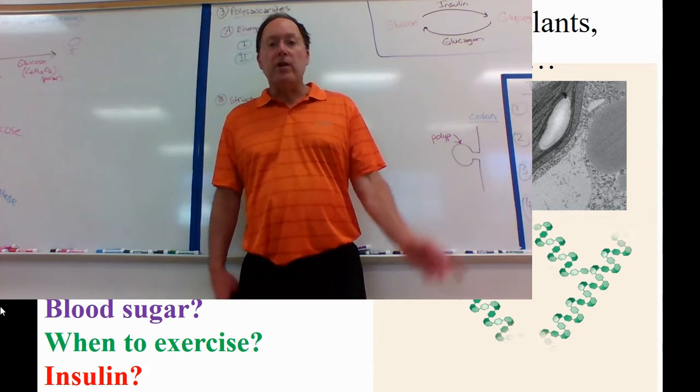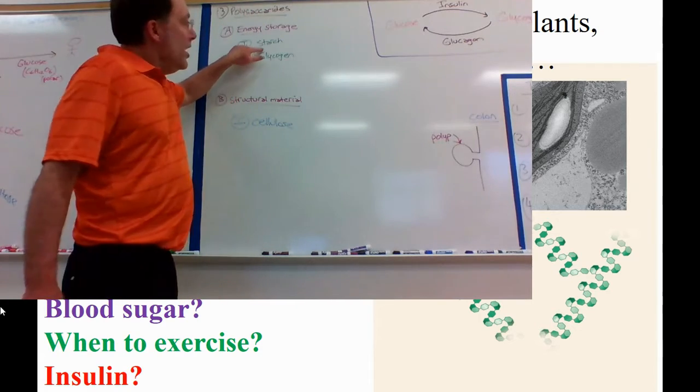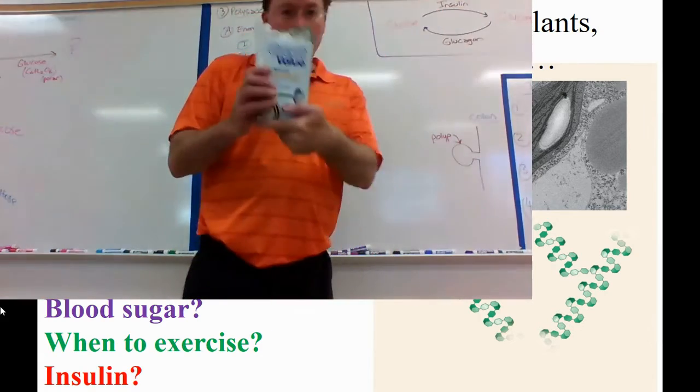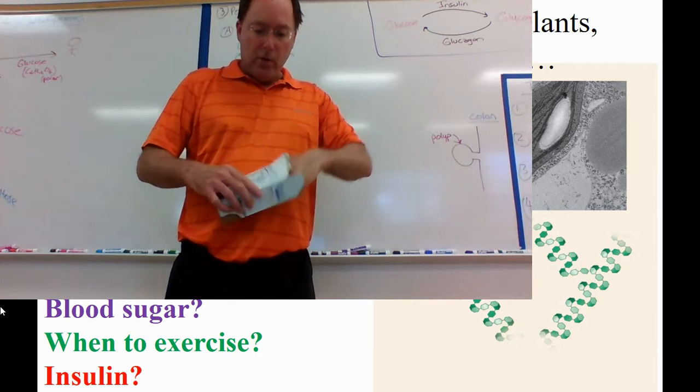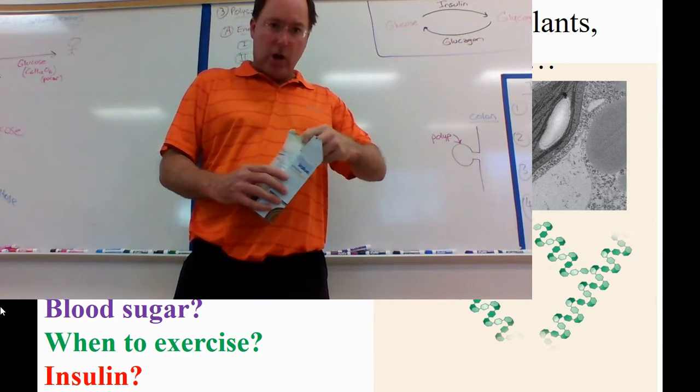I've written down here blood sugar, when to exercise, and insulin. So let's press pause for a second. Starch is important. Here's an example of cornstarch from corn. Again, it's the same thing. It's just a white powder. It probably tastes like cardboard.